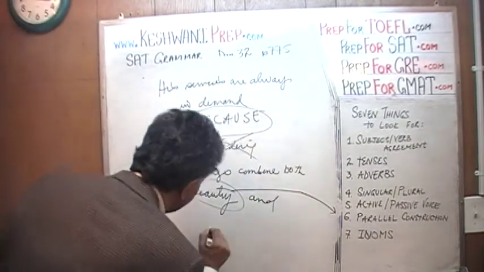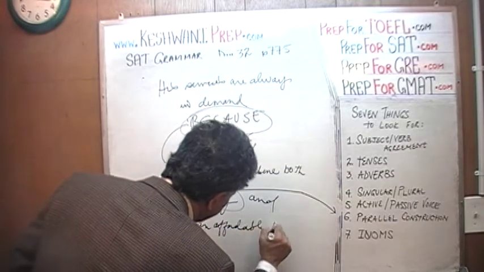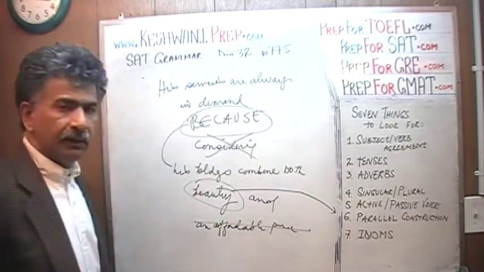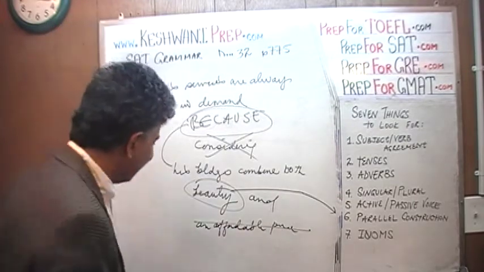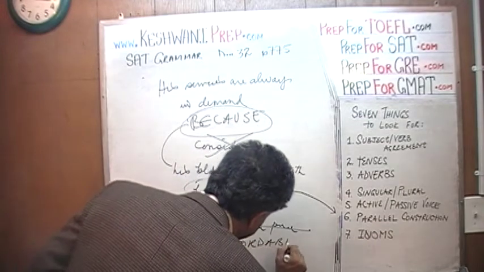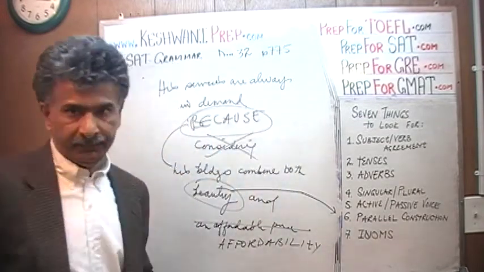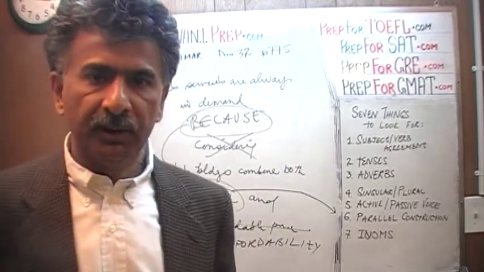And an affordable price, which is no good. We need a noun, because his buildings combine beauty and affordability. If I misspelled it, don't worry about it. That's not the point, whether or not I spell it correctly.